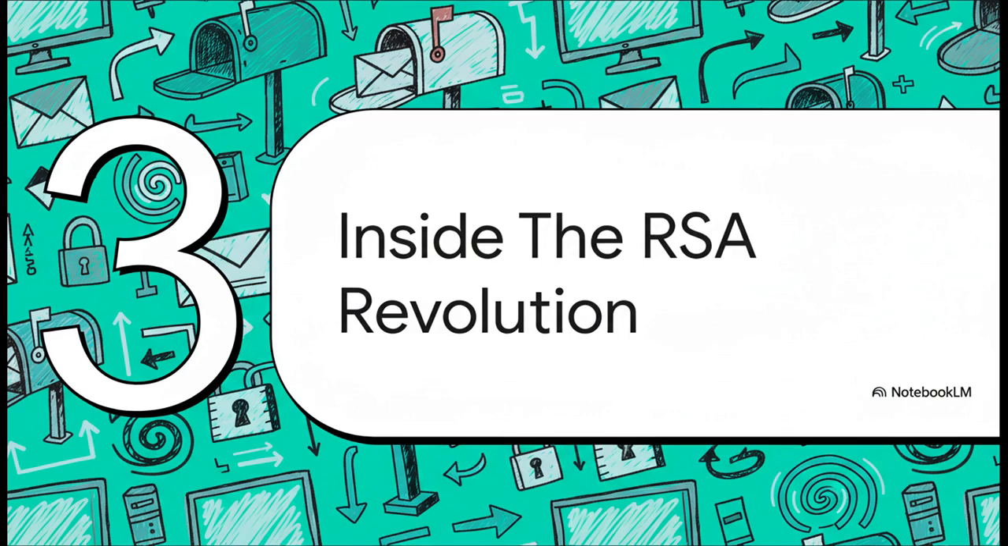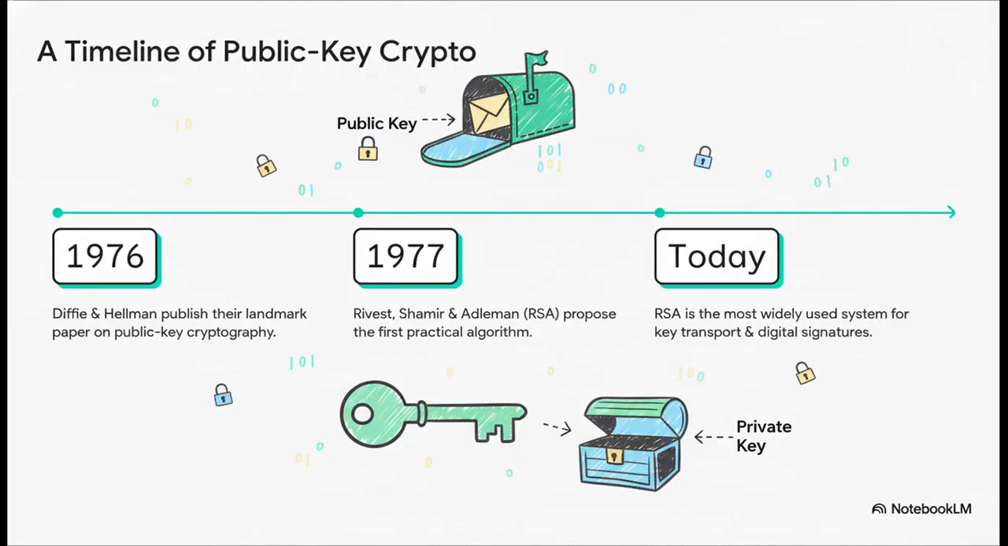Now, what's amazing is that just a year after this concept was proposed, it was turned into a real practical working algorithm. This thing, named after its inventors, Rivest, Shamir, and Adelman, became the most widely used public key system in history, RSA. Look at this timeline. It just shows how fast this idea took hold. It went from a theoretical paper in '76 to a world-changing algorithm in '77.